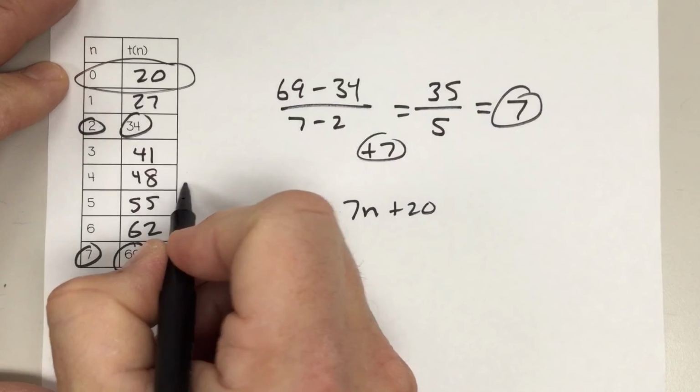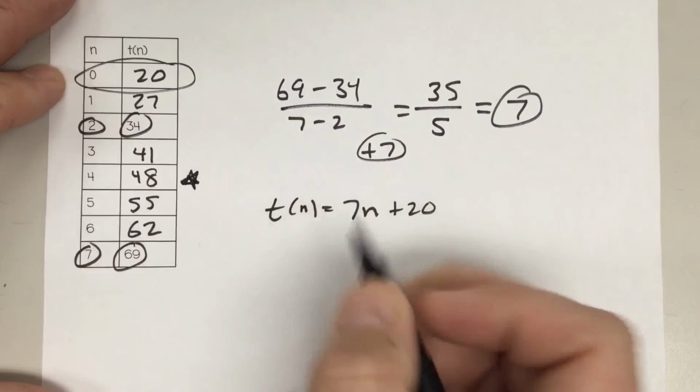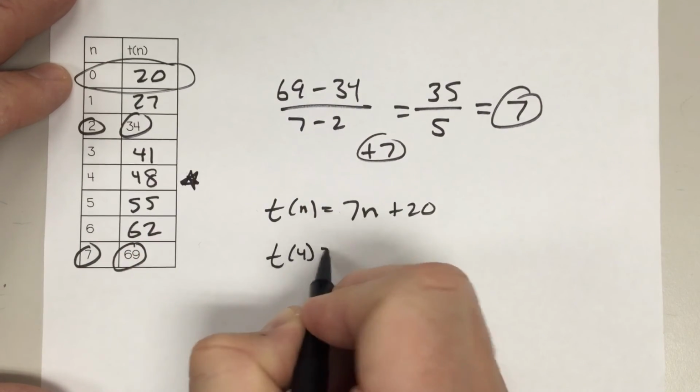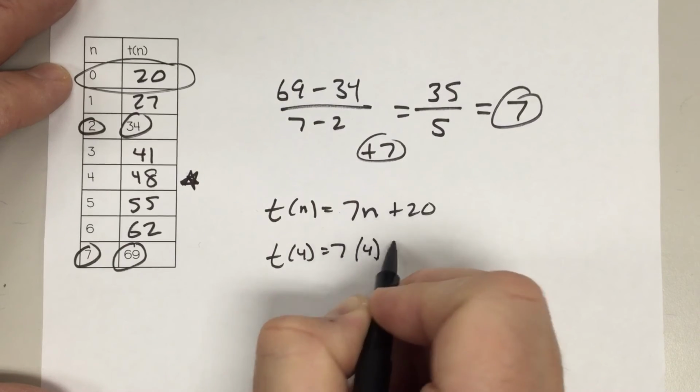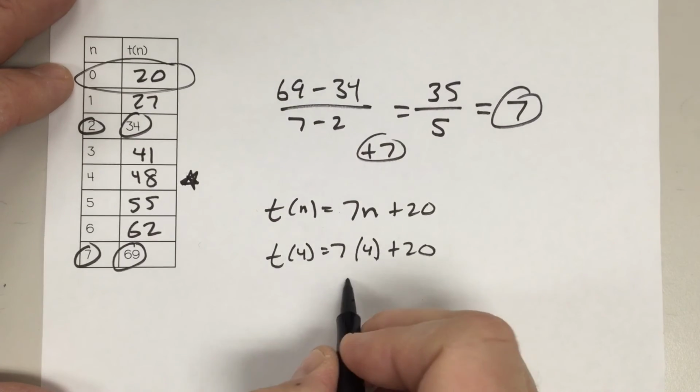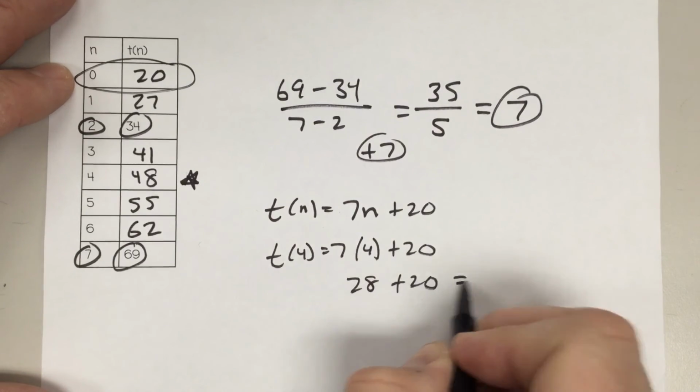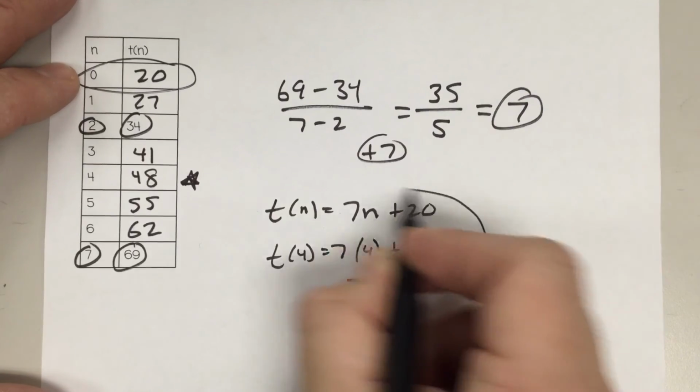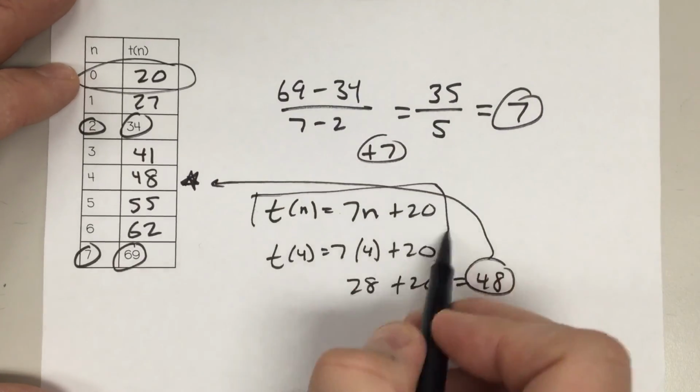Let's check it. I'm going to plug in this one this time. So I'm going to plug in a 4, and obviously I'm hoping to get 48. So 7 times 4 is 28. 28 plus 20 is 48. That's what I should have gotten, so I know my equation is correct.